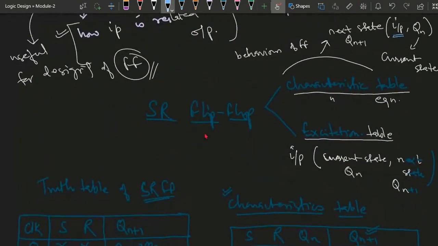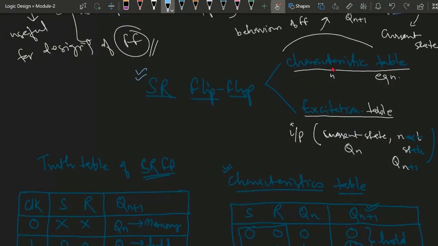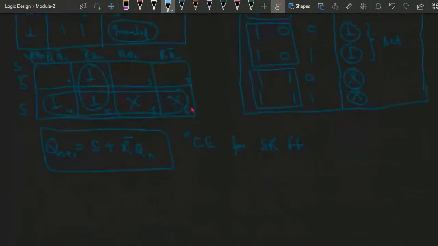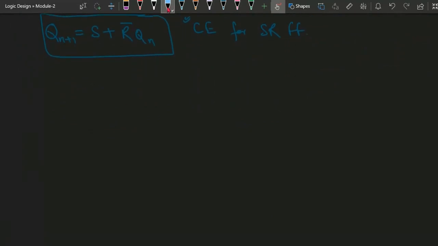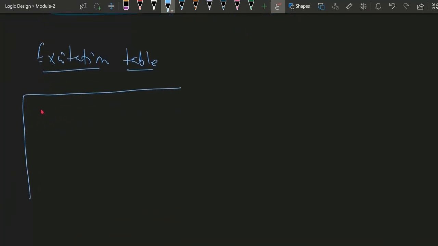In SR flip-flop, we have gone through the characteristic equation. Now we will be drawing how we can draw the excitation table also. So we will be looking at what the excitation table is. The excitation table gives the relation where the inputs behave like outputs, and outputs behave like inputs. Here the excitation table will be in relation with Qn, that is the current state, and then Qn plus 1, that is the next state.